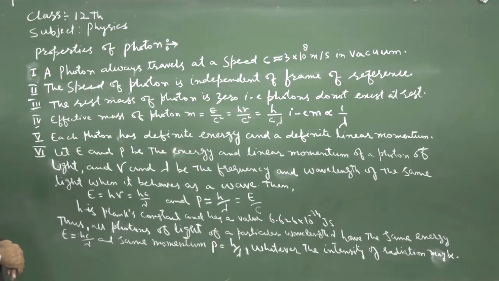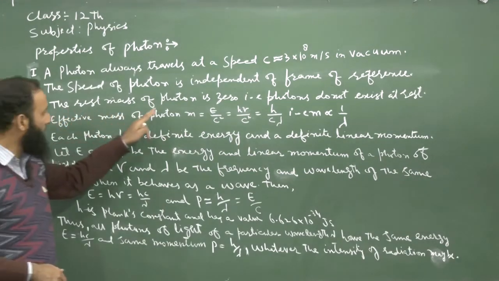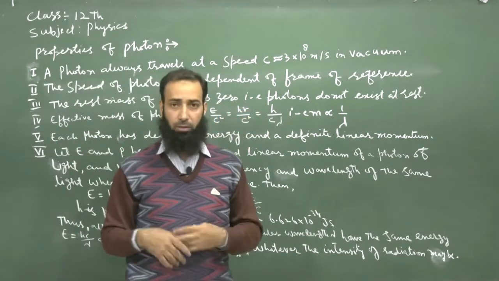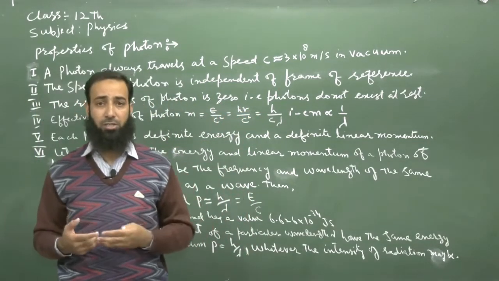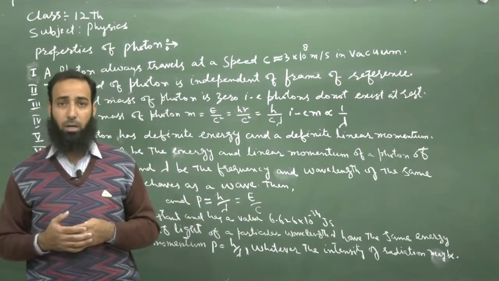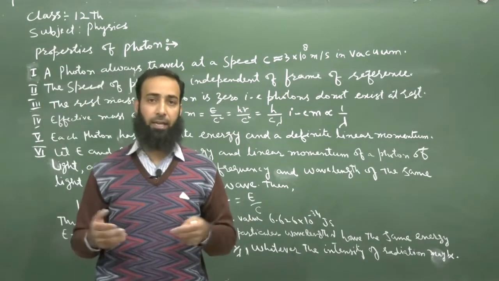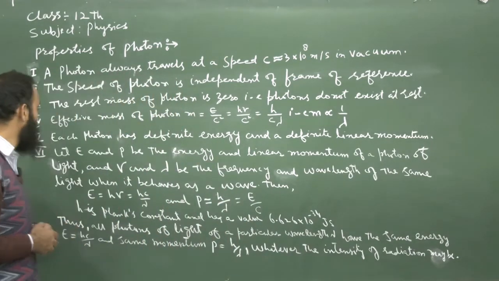And the third property is that the rest mass of the photon is zero. The rest mass of the photon is zero. What does this mean? It means photons don't exist at rest. Photons do not exist at rest. This is property number three.